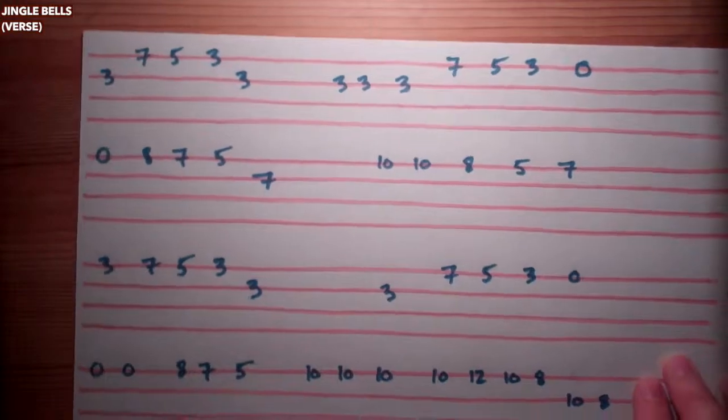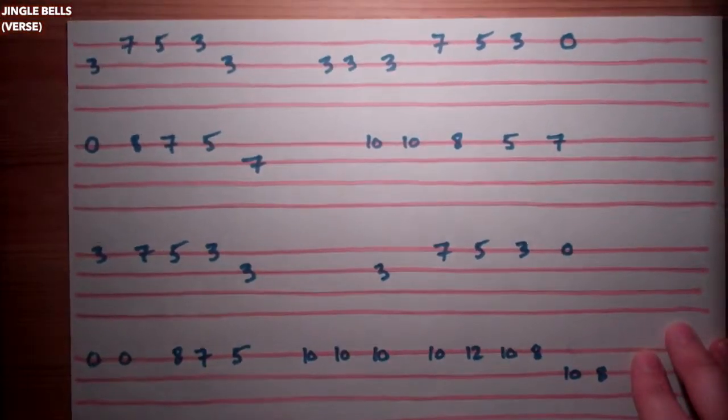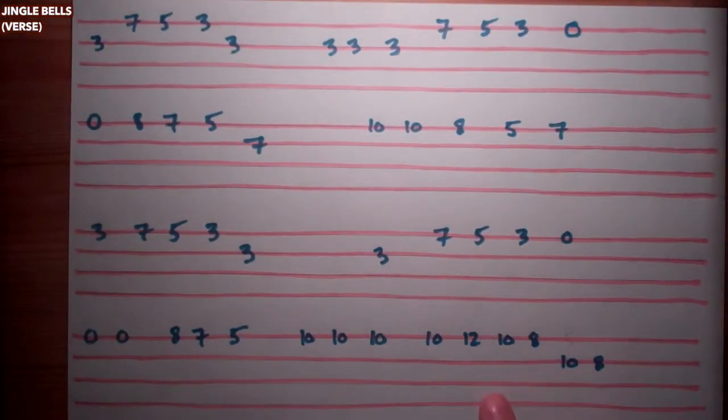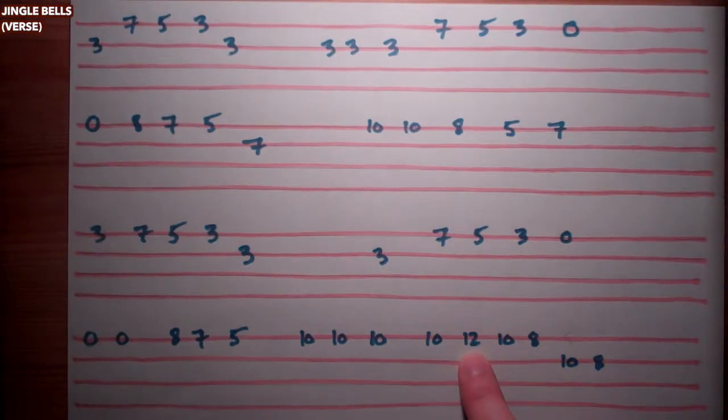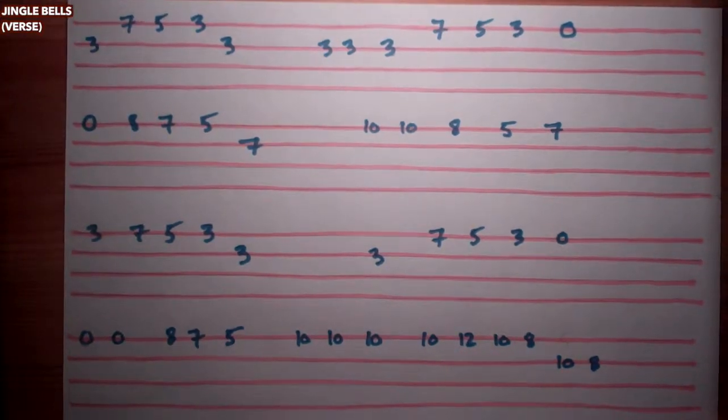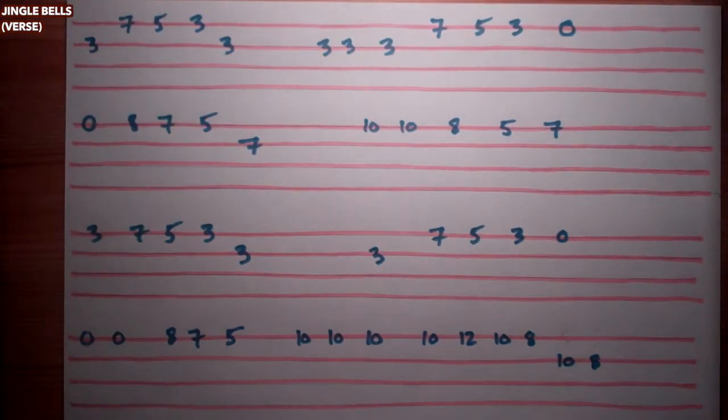And here is the verse for Jingle Bells, which is quite a bit harder because you'll see that suddenly the numbers are much bigger. It even goes all the way up to 12 down here. So that's a bit of a challenge if you want to really get high up the fretboard. So have a little practice at that. Press pause.